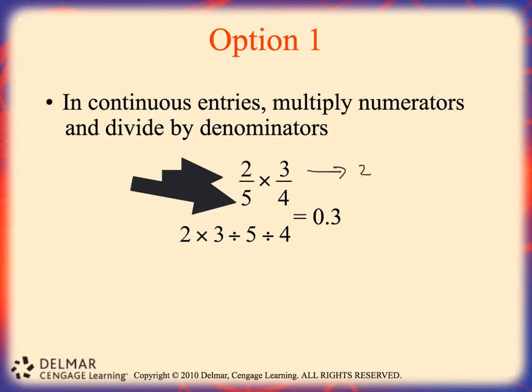Now you may ask, would it be possible for me to multiply the numerators across the top? So 2 times 3 would be 6. Multiply the denominators. 5 times 4 would be 20. And if you calculate that out, 6 divided by 20 would give you the same answer. So yes, that is an option as well.